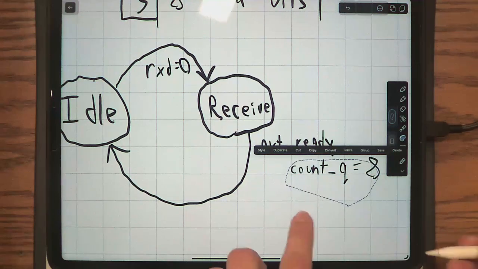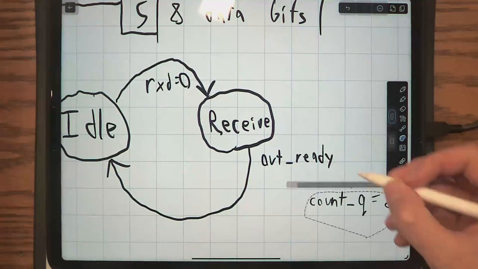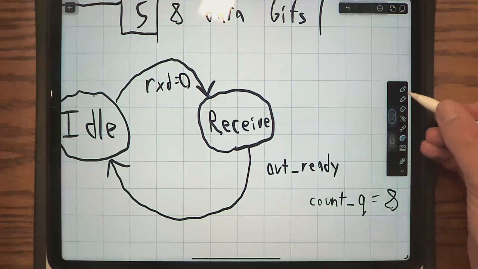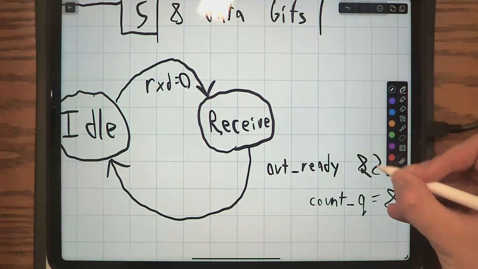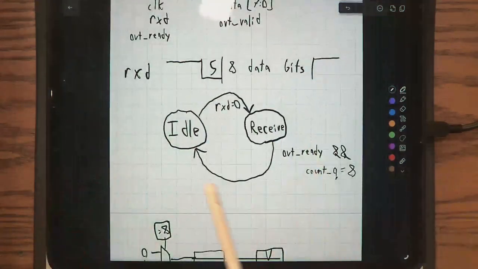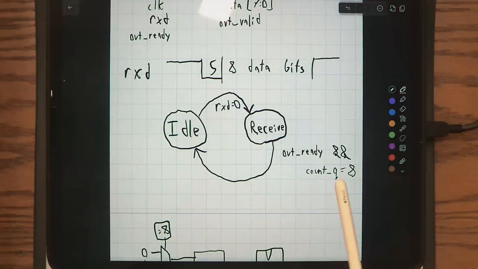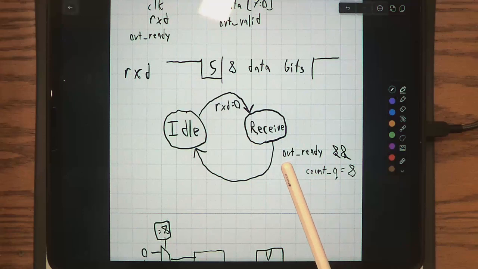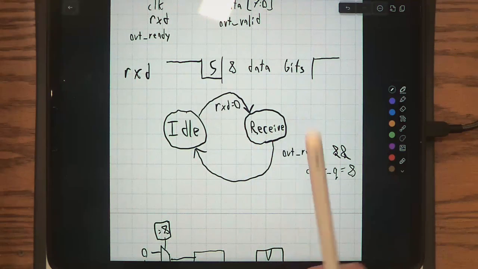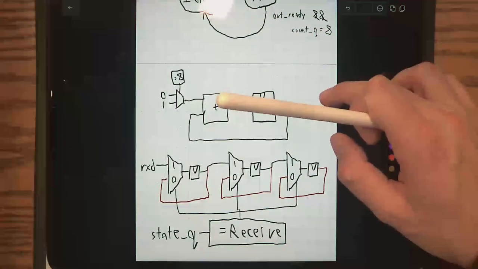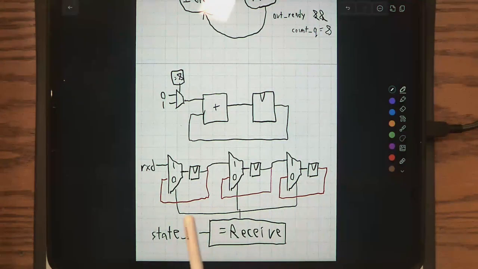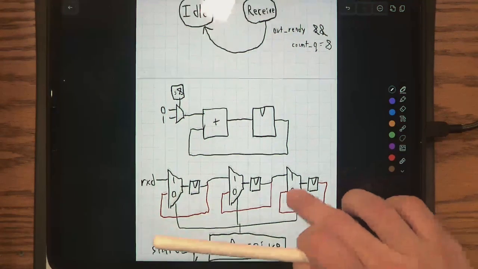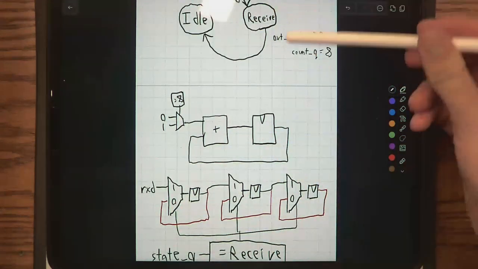Okay. Good. So while out ready is true, we can go back to idle. But what if out ready is not true? Then what happens? Well, we can't stay inside of receive because we've already received all the data. We don't want to keep shifting in data into this shift register, because that will corrupt things. So we want to definitely move out of this receive state.